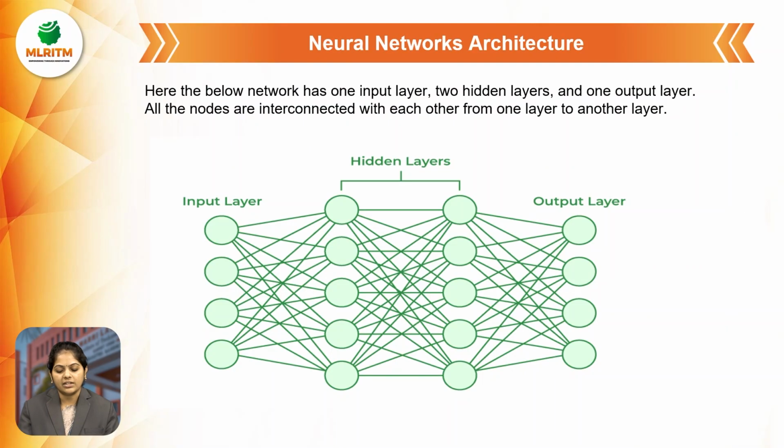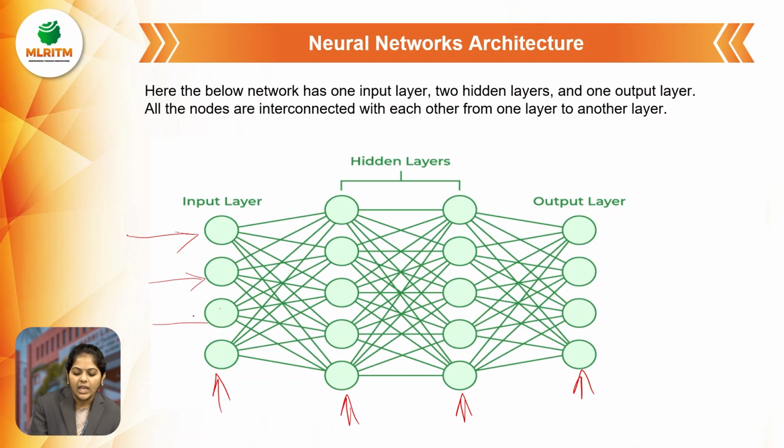So we have a structure like this. Here this is the input layer, these two are the hidden layers, and this is the output layer. Whatever data we give from the input layer will be received here, and the data will get processed in the hidden layers. The data will get shared over all the hidden layers.